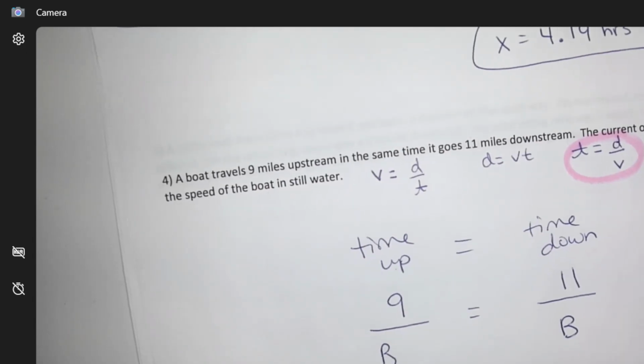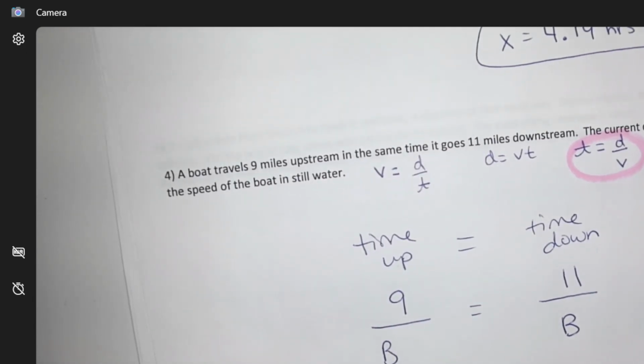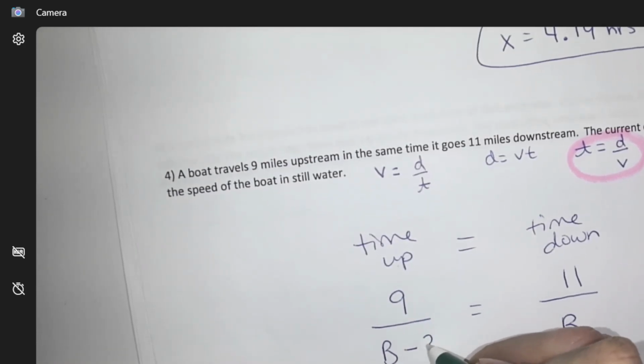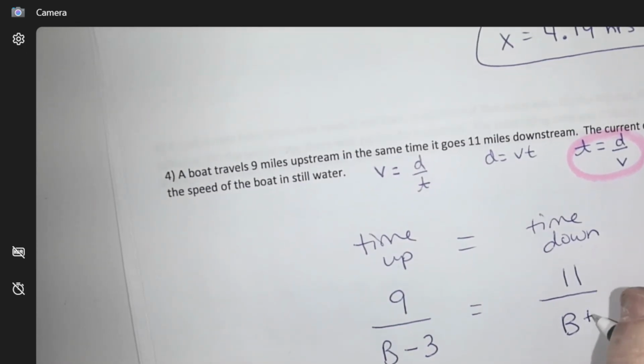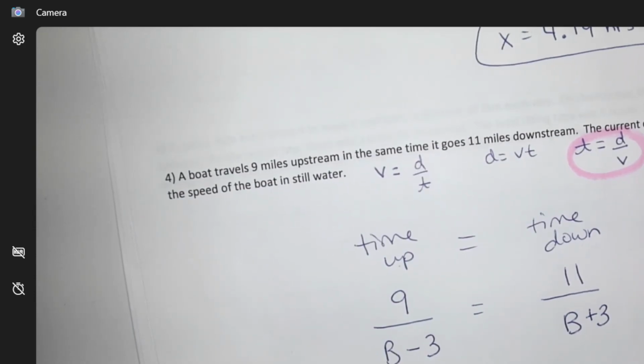But here's the thing. We have a current in a river, 3 miles an hour. So when you go upstream, does that current add to your speed or take away from your speed? It subtracts. It makes you slower when you're going upstream. And then when you go downstream, it would make you faster.